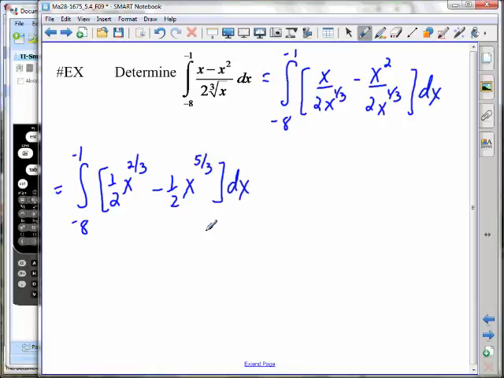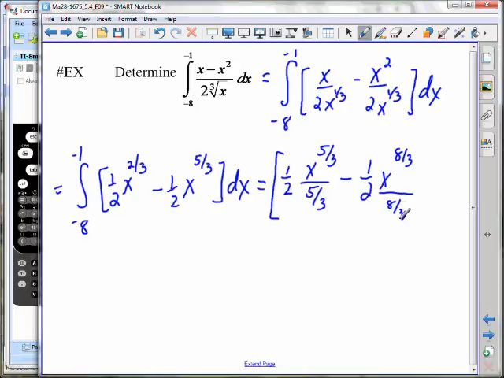It's all going to be simple to find the antiderivative now. So let's do that. This is going to be 1/2, and then if I take x to the 2/3 plus 1, that makes it 5/3, and divide by the new exponent, minus, add 1 to the 5/3, 8/3, divide by the new exponent.